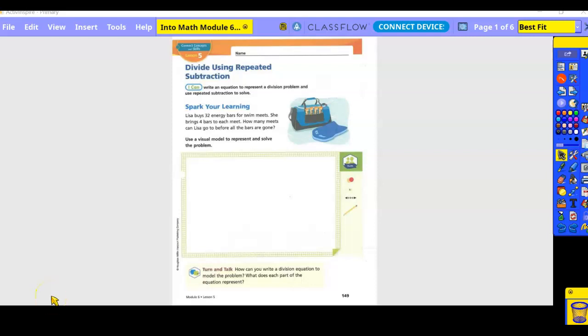Spark your learning. Lisa finds 32 energy bars for the swim meet. She brings 4 bars to each meet. How many meets can Lisa go to before all the bars are gone?